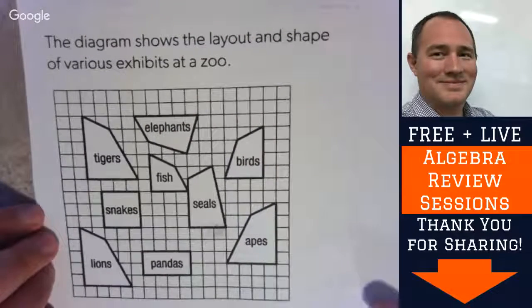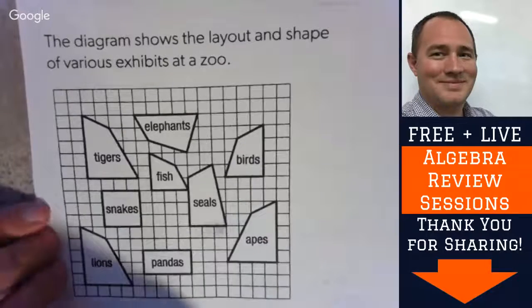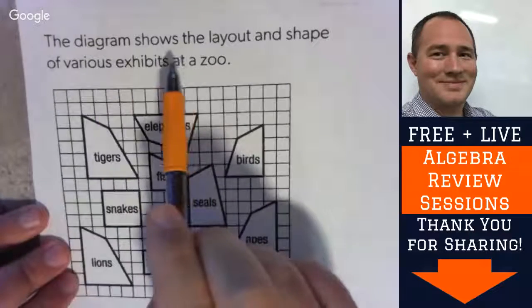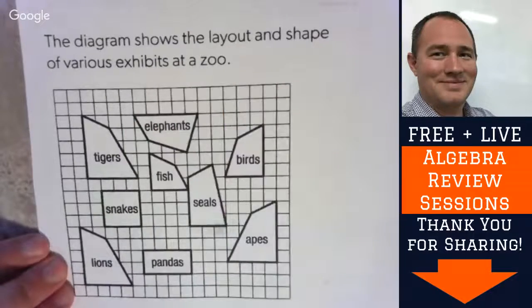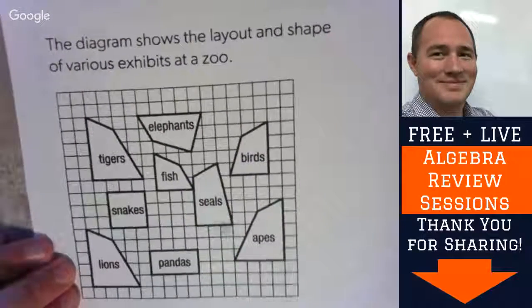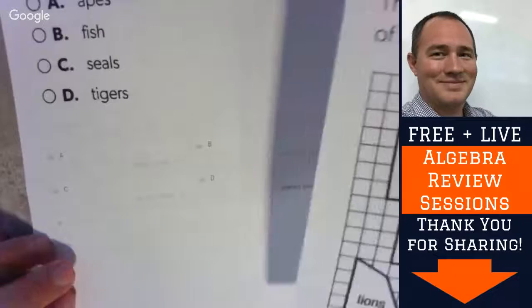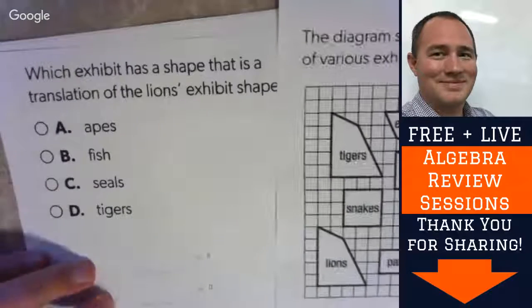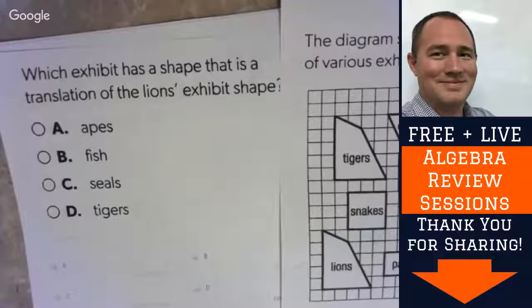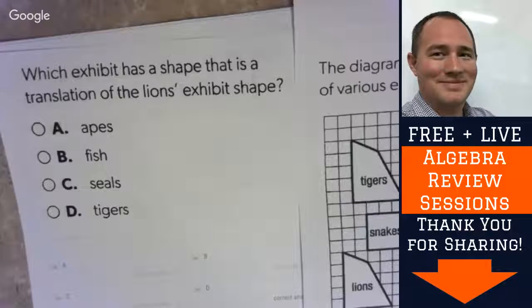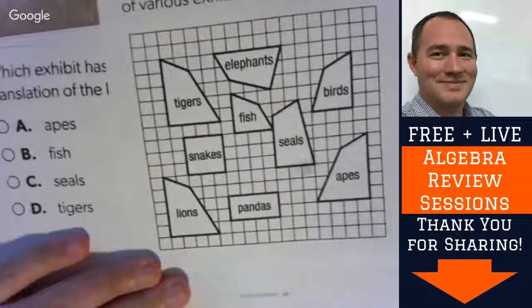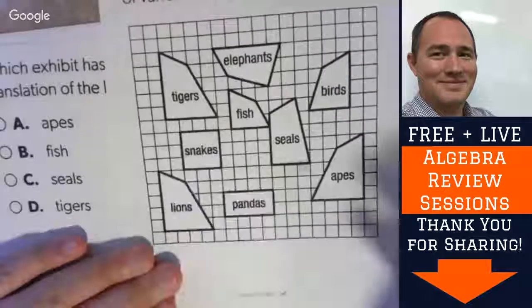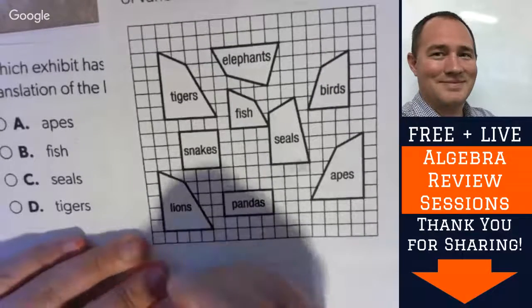Okay, so the diagram here shows the layout and shape of various exhibits at the zoo. And we want to know which exhibit has a shape that is a translation of the lion's exhibit shape. Okay, so we want to know which is a translation of this.